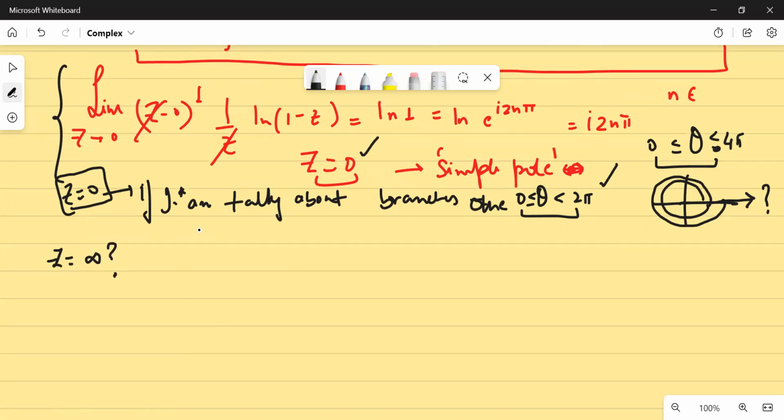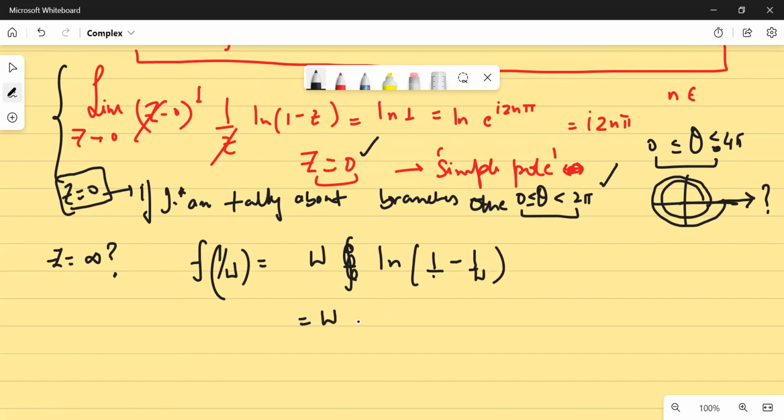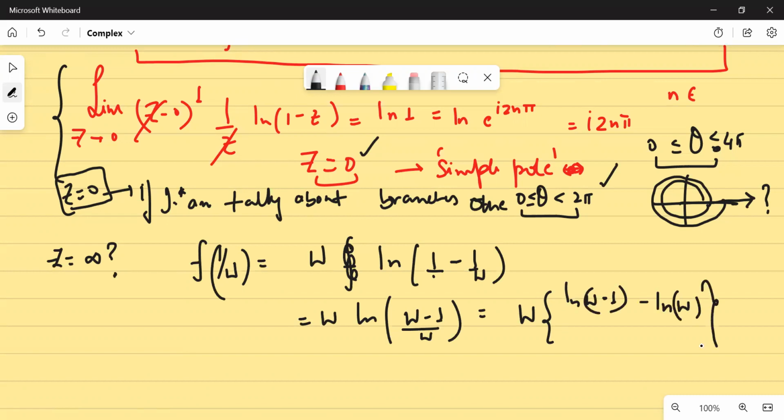What sort of singularity is z equal to infinity? So let us see. For z equal to infinity, you have to just replace this way. So this will be ln of 1 minus 1 upon w, right? And I will get w ln of (w minus 1) divided by w, and this will give you w ln(w minus 1) minus ln w. Okay, so w equal to infinity, w equal to 0.